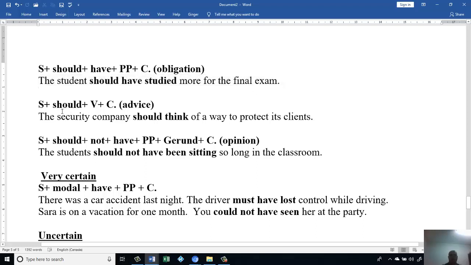Or sometimes we have it like this, for example, subject, should, verb, complement for advice. The security company should think of a way to protect its clients. Or sometimes we have it for opinion. The students should not have been sitting so long in the classroom.